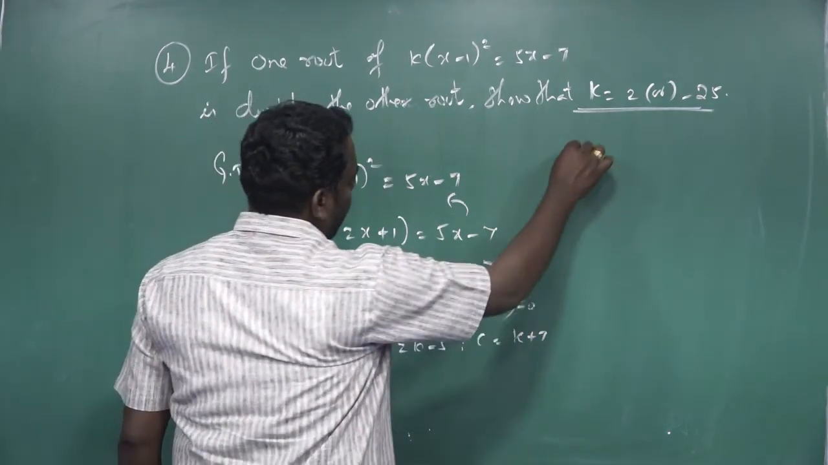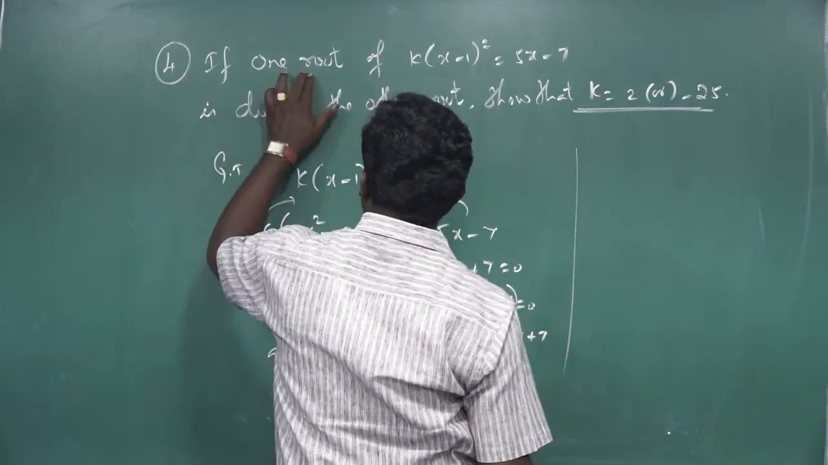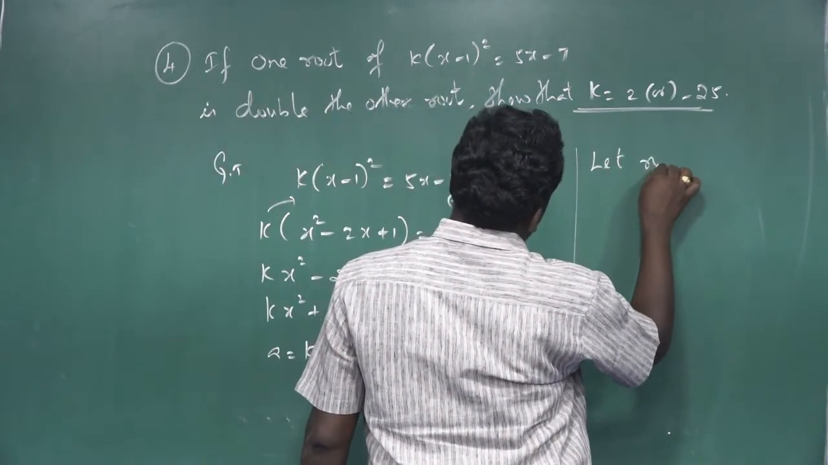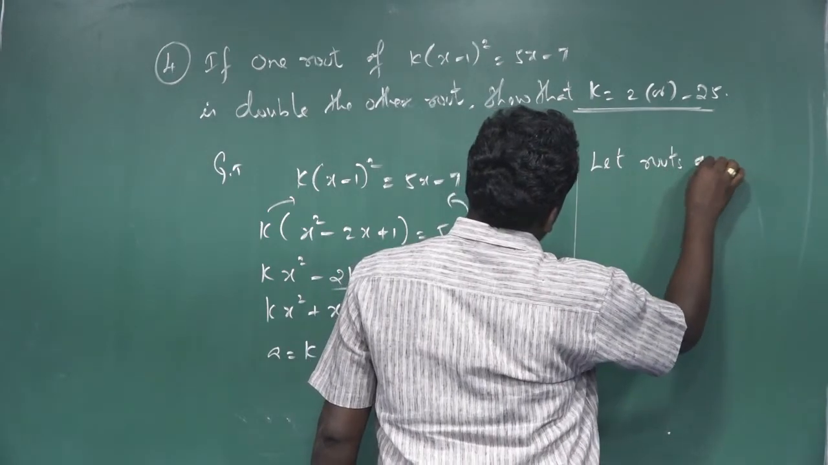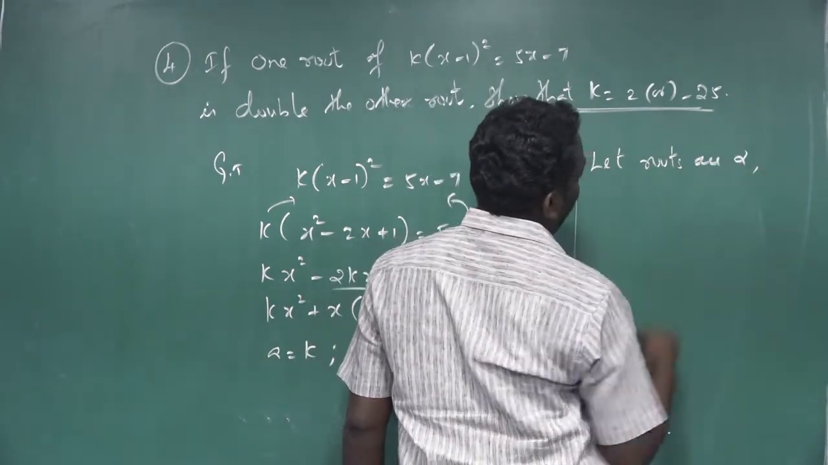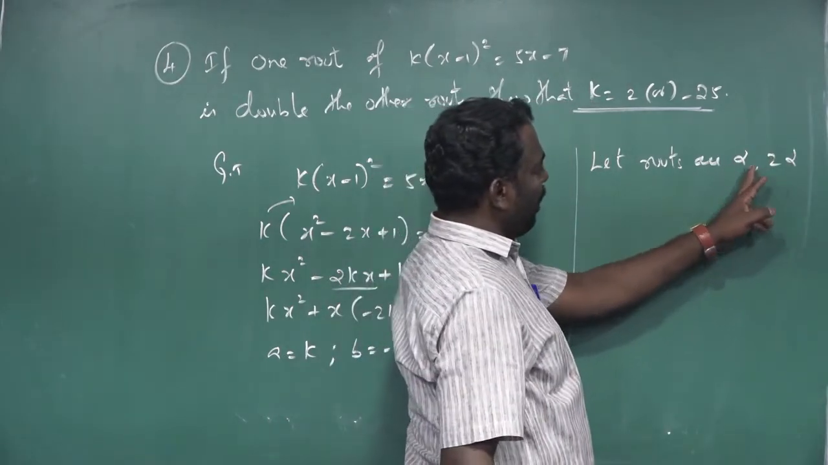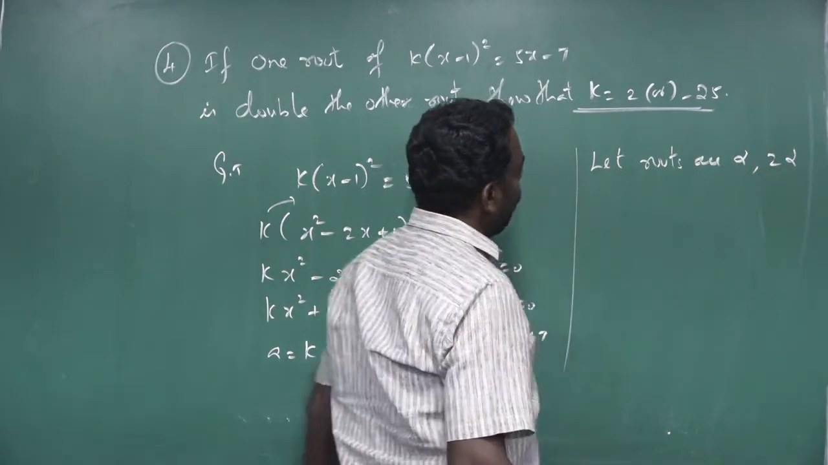Now what is given in the question? One of the roots is double the other. Let us consider the roots: one root is alpha, and the other root, double, is 2 alpha.